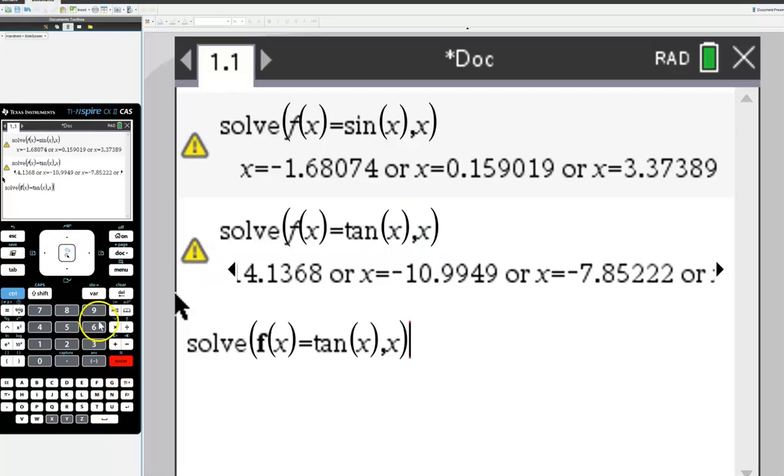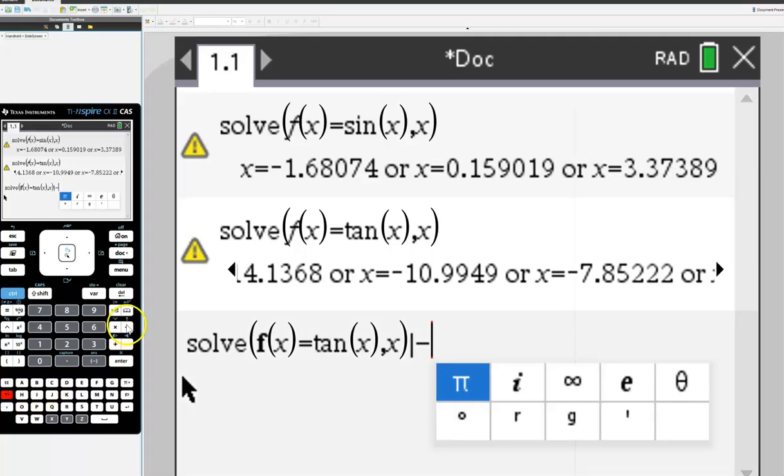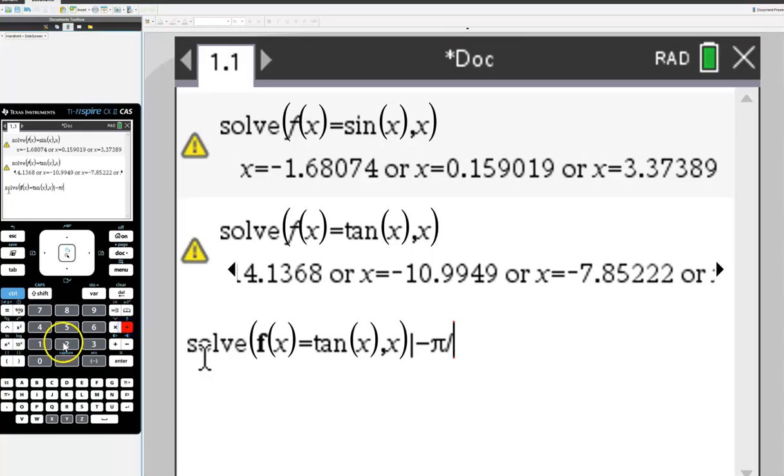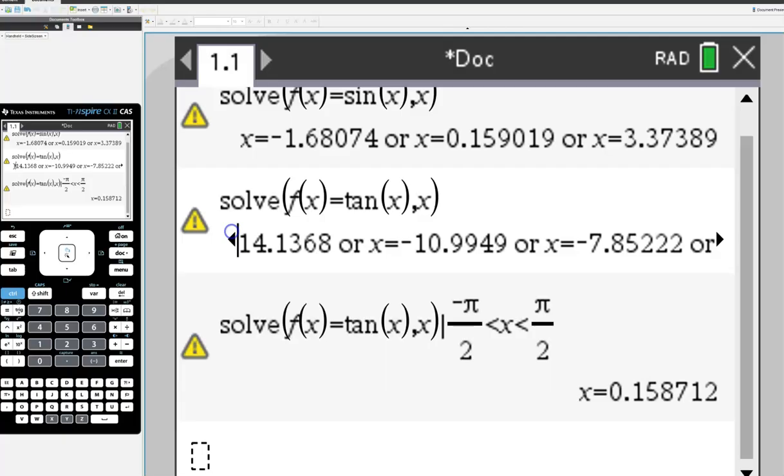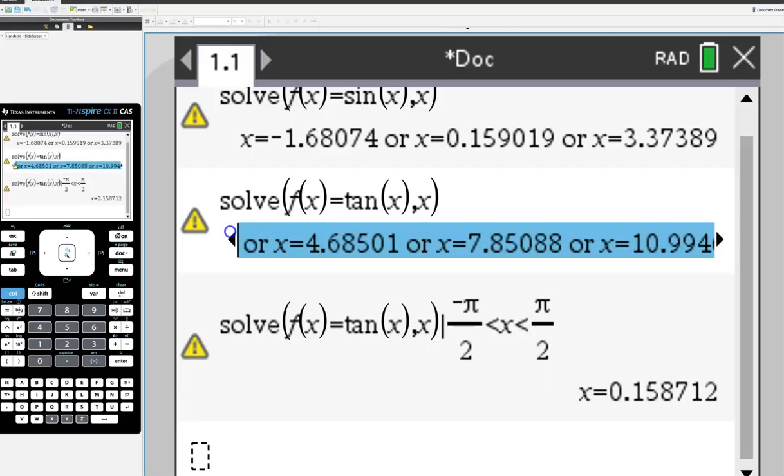Grab the solve command again, and now restrict the domain. Okay, so I'm going to restrict the interval where it looks for answers from negative pi over 2 to positive pi over 2. Let's see what happens. Oh, would you look at that? There's only one answer we need to be concerned about. We didn't even see that when we were scrolling across this big long list of solutions.